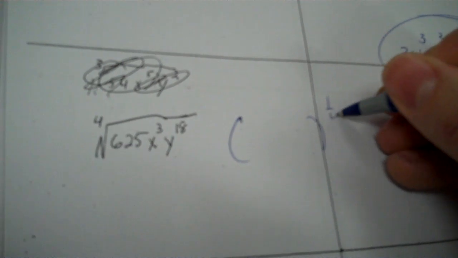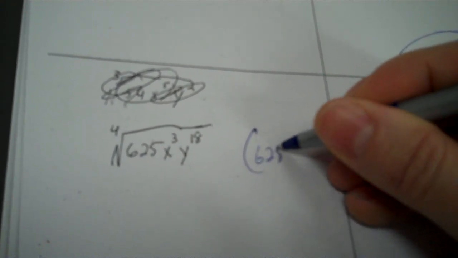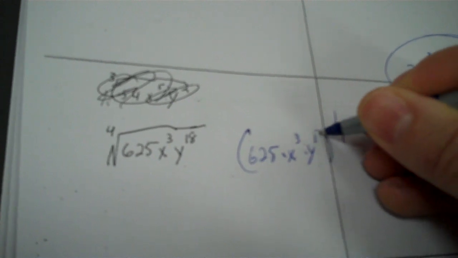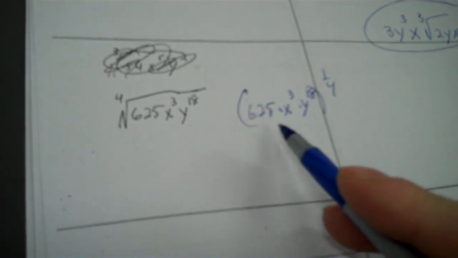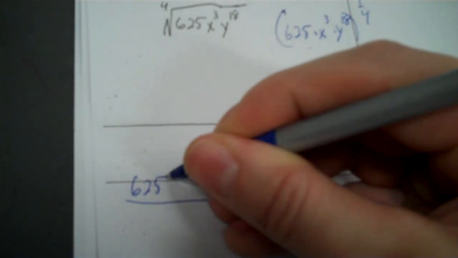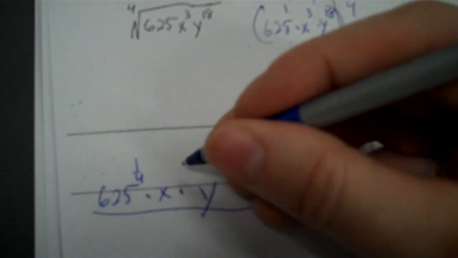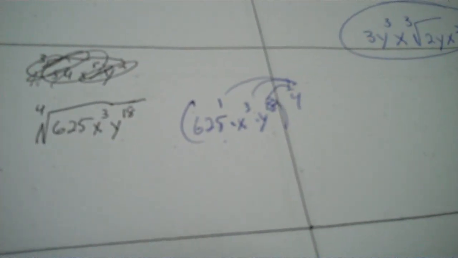Okay, next one. This one's a little bit dicier. You just trust the process I give you. Okay? So you rewrite that radical as a 1/4 power. And you put within the parentheses 625 times x to the third times y to the 18th. Okay, so my bases are 625 times x times y. Then 625, 1 times 1/4 is 1/4. 3 times 1/4 is 3/4. 18 times 1/4 is going to be an improper fraction. 18 times 1/4 is 4 1/2, okay?